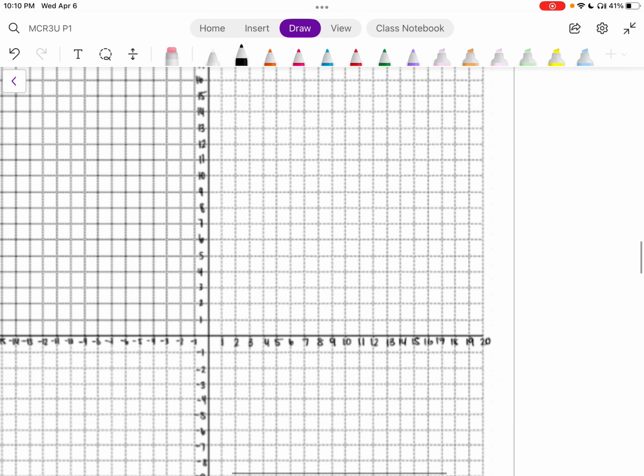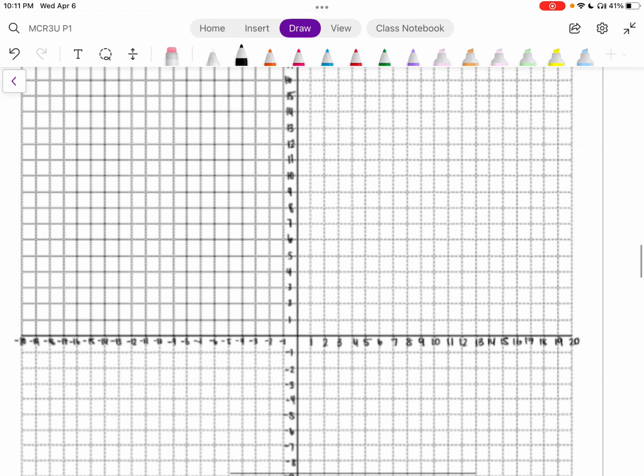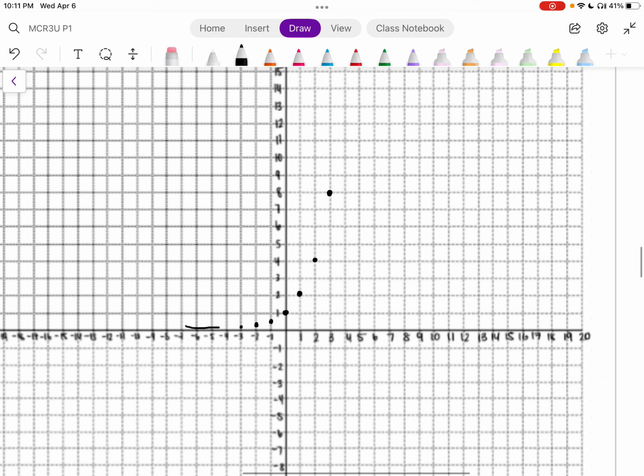I'm just going to go ahead and plot that. I always like to put it in. So -2, 0.25. Right here, 1 goes up to 2, and 2 goes up to 4. And I just know that 2 to the power of 3 is going to be 8. Right, so I actually went ahead and did more than my table of values, but you don't have to do that. I just like that.